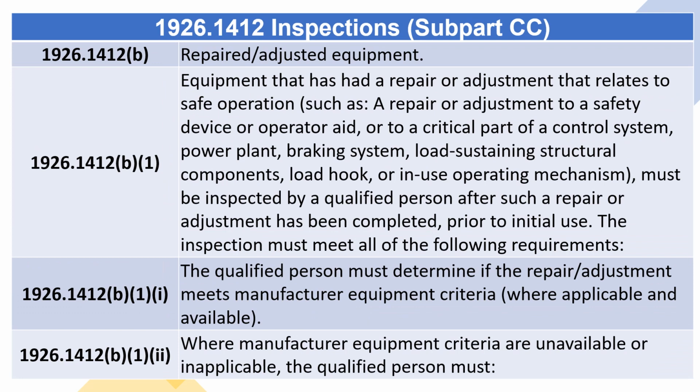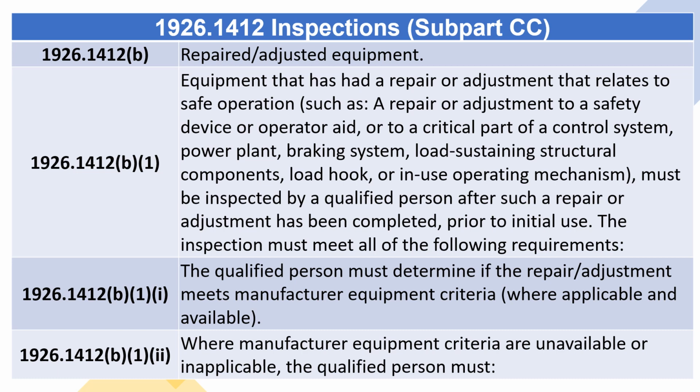1926.1412(b) Repaired/adjusted equipment. 1926.1412(b)(1) Equipment that has had a repair or adjustment that relates to safe operation, such as a repair or adjustment to a safety device or operator aid, or to a critical part of a control system, power plant, braking system, load-sustaining structural components, load hook, or in-use operating mechanism, must be inspected by a qualified person after such a repair or adjustment has been completed, prior to initial use. The inspection must meet all of the following requirements.